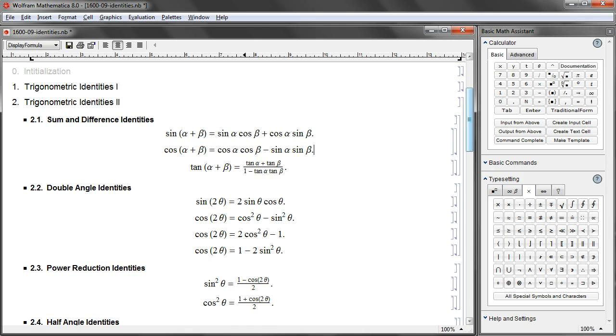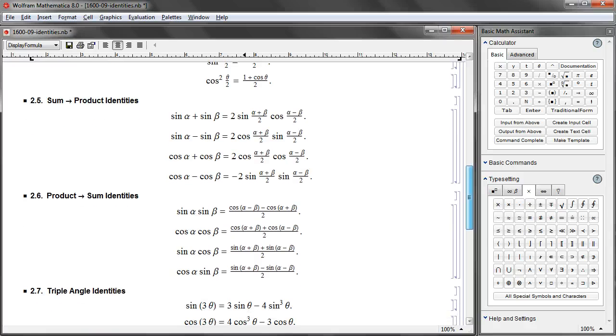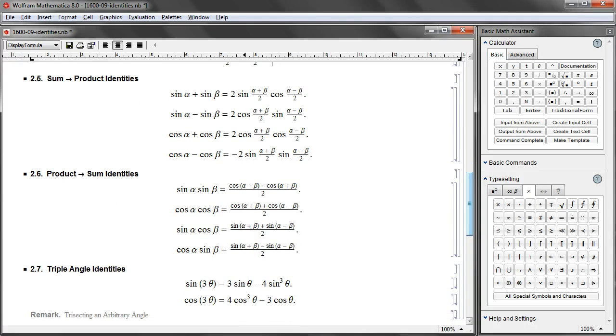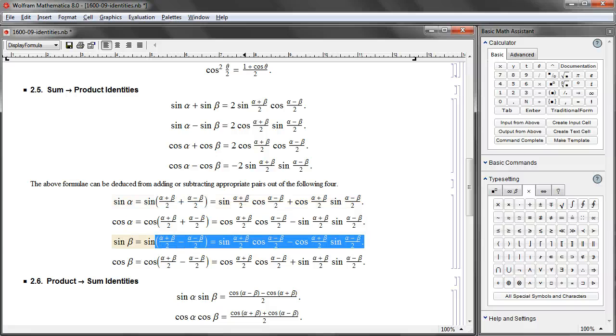And double angle identities gave us the power reduction identities simply by solving for cosine squared from here and sine squared from there. And changing theta into half of theta, we get half angle identities. Sum to product, product to sum, those are all coming from the sum and difference identities of sine and cosine. For instance, alpha is half of alpha plus beta plus half of alpha minus beta, and beta is half of alpha plus beta minus half of alpha minus beta.